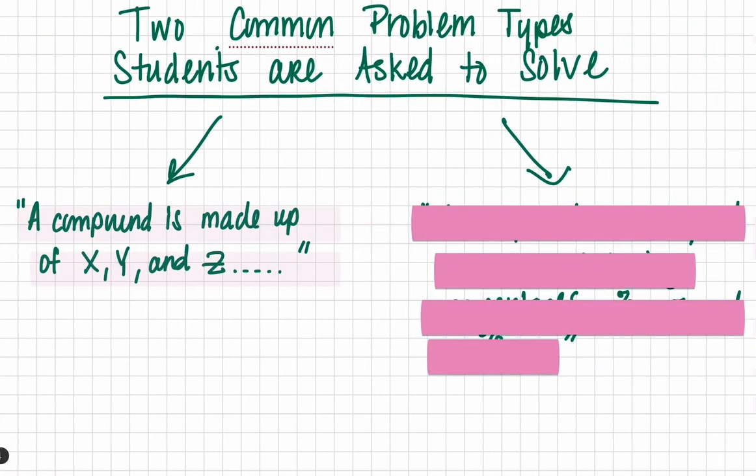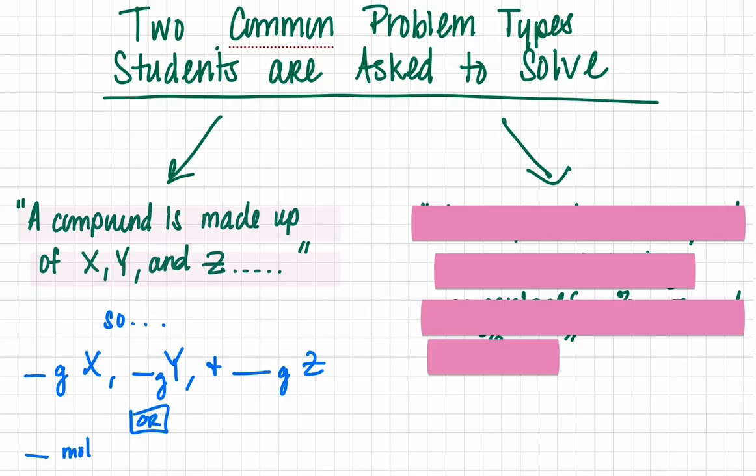So you're going to be dealing with, it'll give you X grams. Oh no, let me do it differently. You'll have so many grams of X, so many grams of Y, and so many grams of Z. Or you'll have so many moles of X, so many moles of Y, and so many moles of Z.